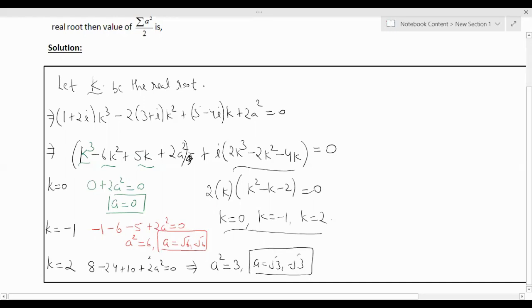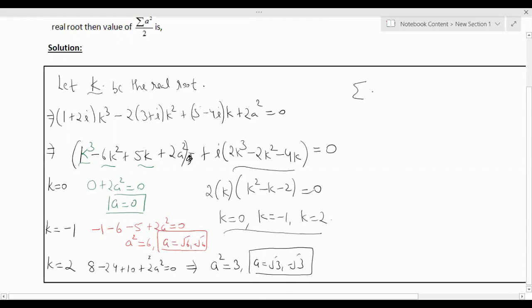So if I would have asked how many values of a will be satisfied so that you will have at least one real root, you would have given me the answer 5. What are the values we have? a equals to 0, plus root 6, minus root 6, and root 3 as well as minus root 3.